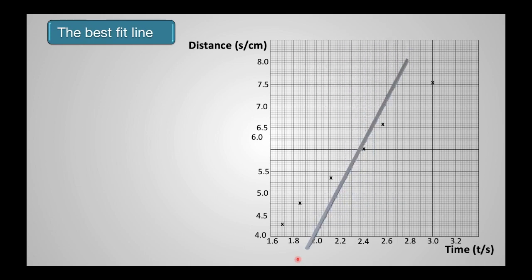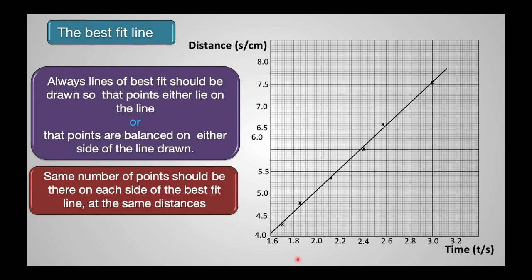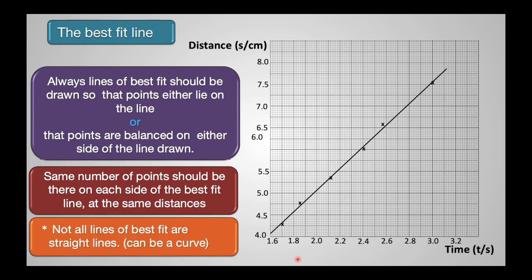Better to use the ruler first in the vertical direction and see which will be a best fit line. And what's the condition for drawing a best fit line? There should be equal number of points on either side. Remember, the condition for best fit line is not passing through maximum points. The condition is there should be equal number of points on either side approximately at the same distance. And whenever they say best fit line, it doesn't necessarily mean a straight line. There can be best fit curved lines also.